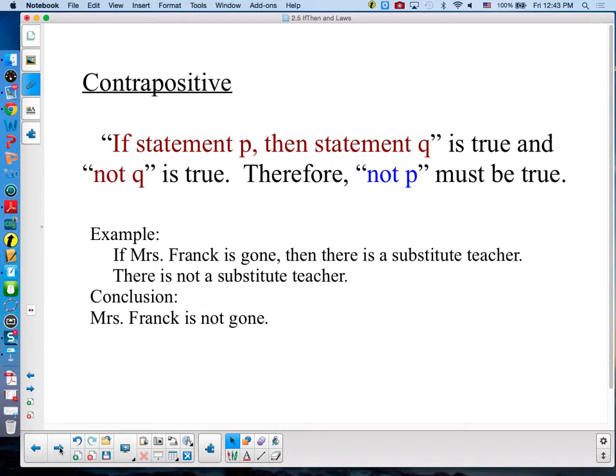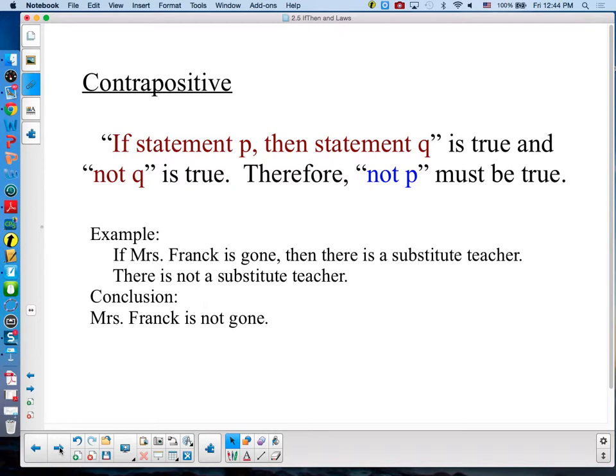So if Mrs. Frank is gone, then there is a substitute teacher. There is not a substitute teacher. Notice how that's the hypothesis, the conclusion part again. So Mrs. Frank is not gone. Because what would happen if Mrs. Frank is gone? There would be a substitute, but there's not a substitute. So she's not gone.